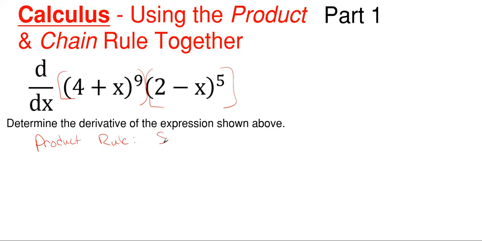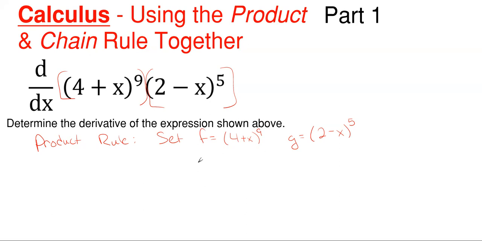We are going to set f equal to this first portion of 4 plus x to the power of 9, and then we are going to set g equal to the second portion of 2 minus x to the fifth. Pretty much whenever you have two portions being multiplied together, that's when you're going to use the product rule, and that's what we have going on here.